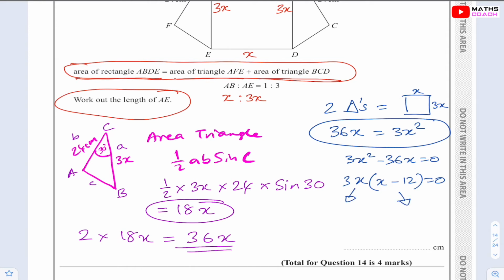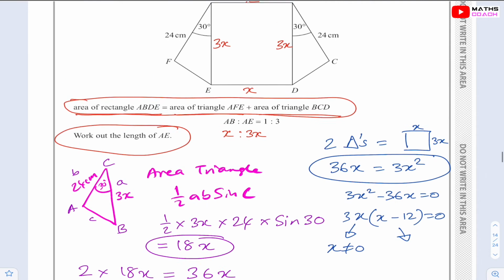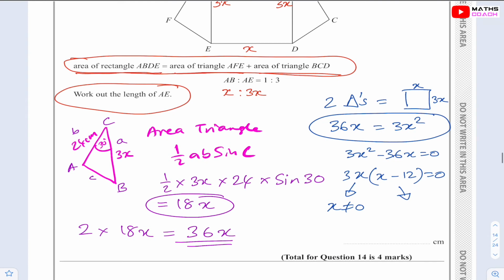to equal 0. When the 3x is equal to 0, x cannot be equal to 0 because x is a length here, and we can't have a 0 length, a length that doesn't exist. So therefore x will equal 12.